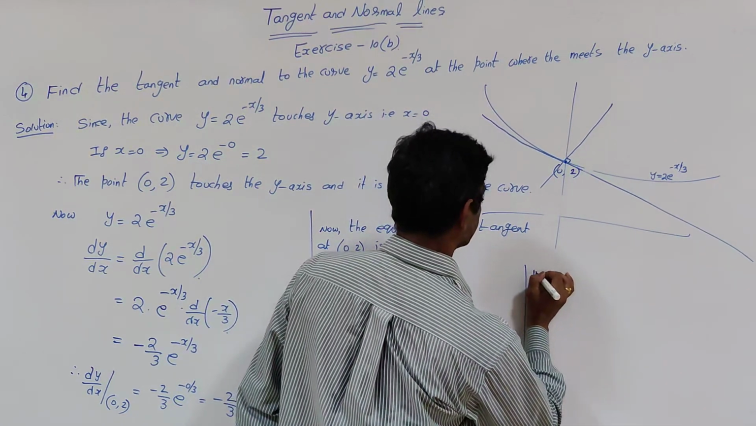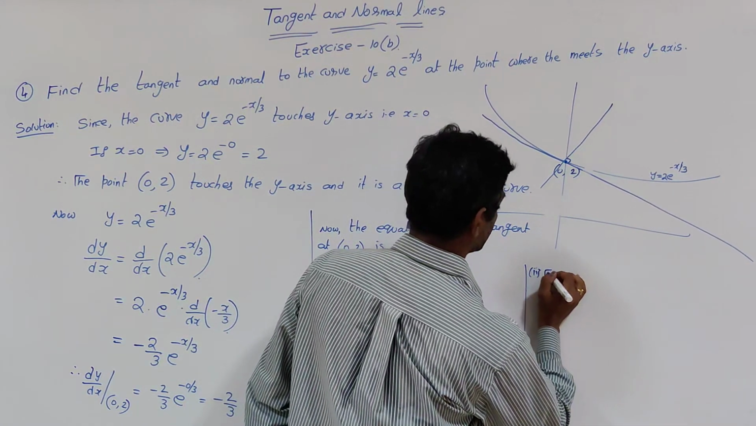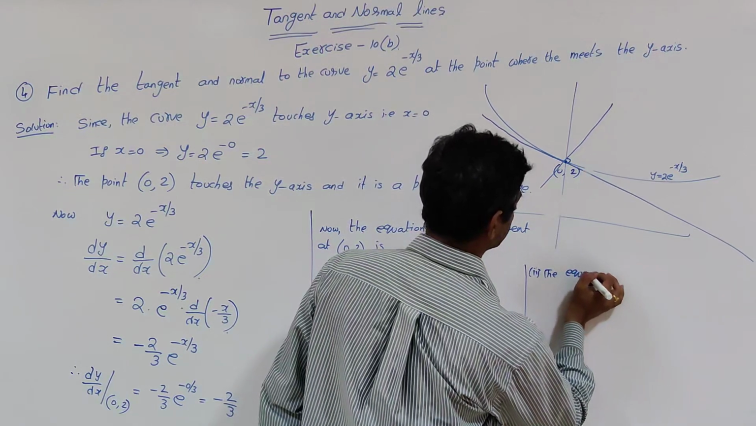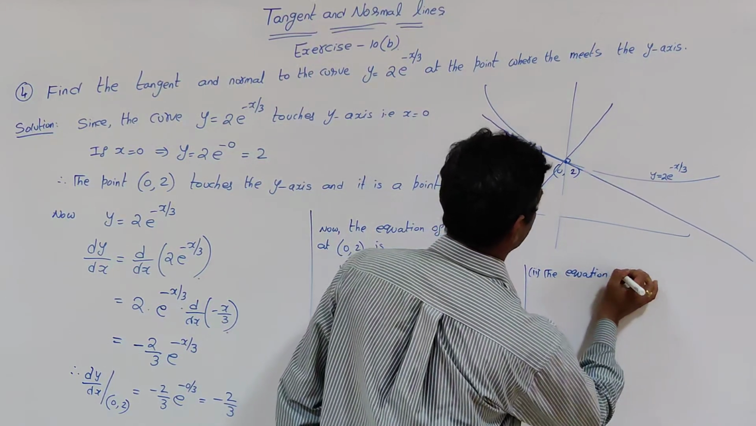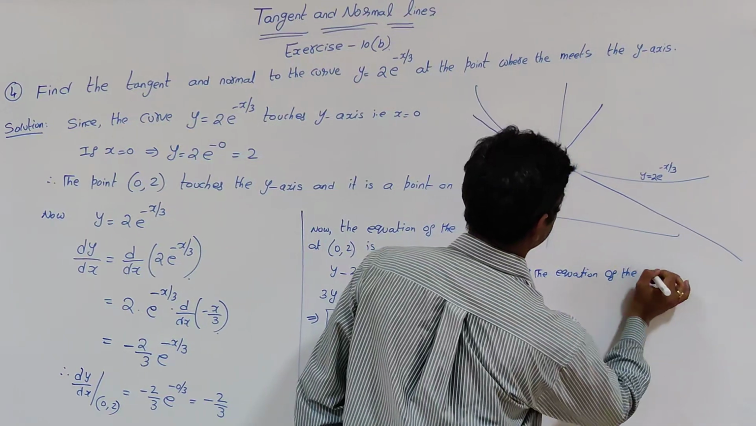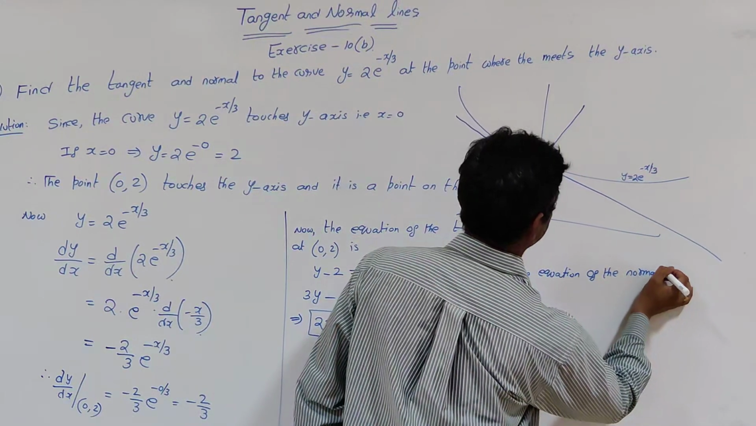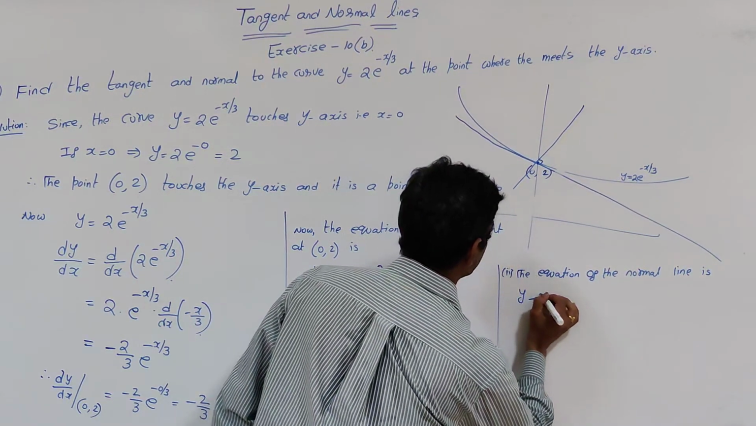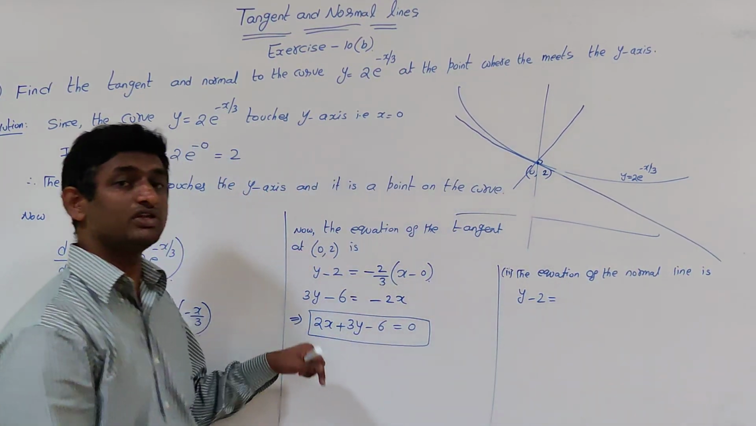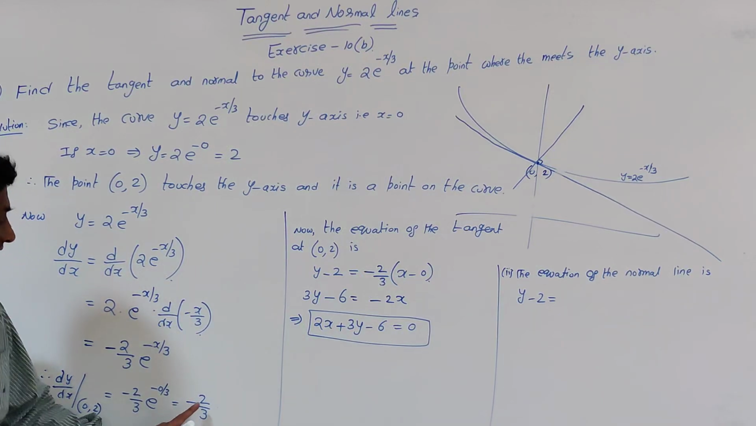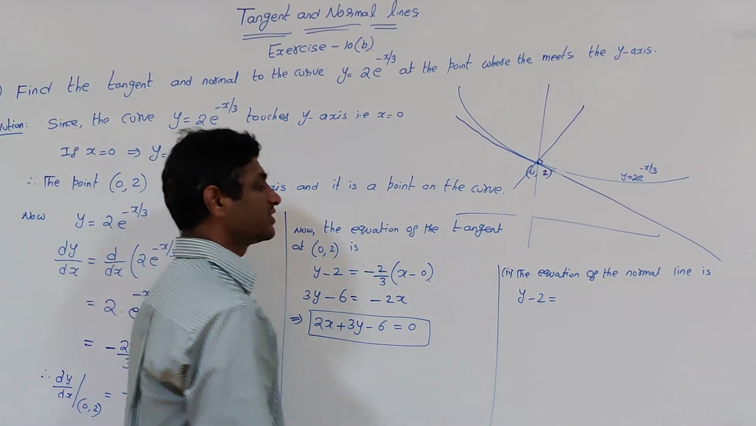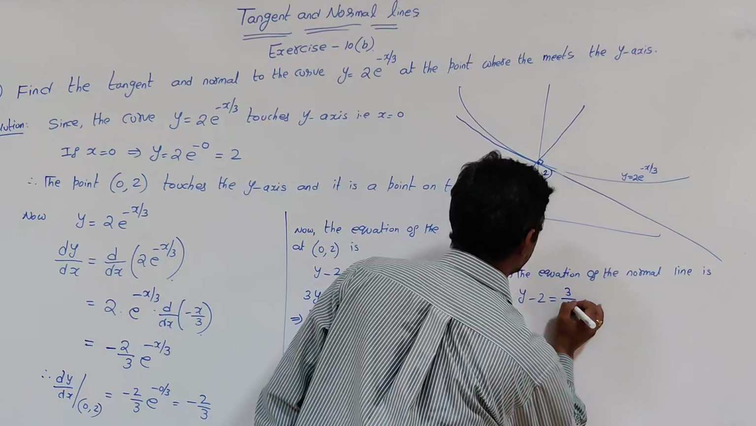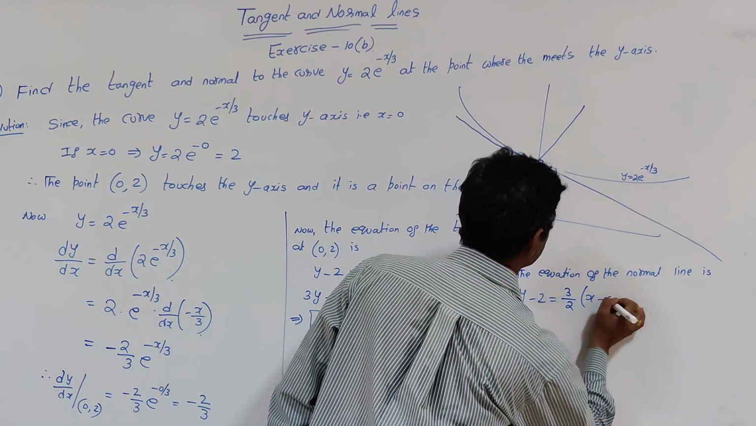So, second one, the equation of the normal line is y minus 2 is equal to the slope of the normal line. As the slope of the tangent line is minus 2 by 3, then the slope of the normal line will be 3 by 2, times x minus 0.